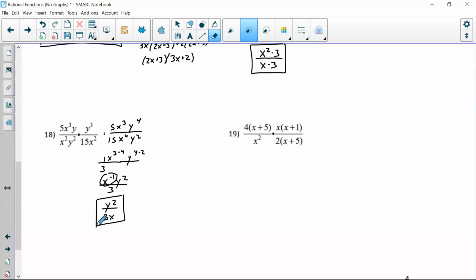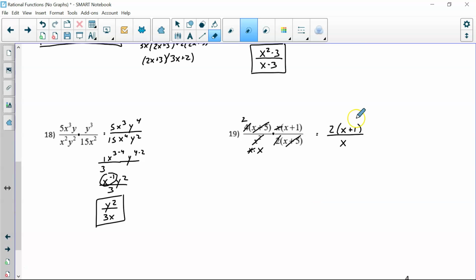And now for problem number 19. I'm just going to rewrite this. x squared is x times x. That's going to help us a little bit when we go to reduce now. You can see the x plus 5's cancel. The 4 and the 2, the 4 is divisible by 2. That becomes a 2. 2 cancels. This x on top and the x on the bottom, they cancel. So we're left with 2 times x plus 1 over x. And there we go.